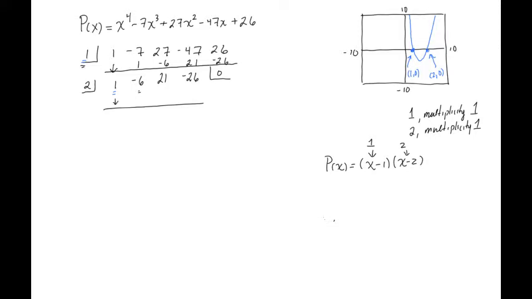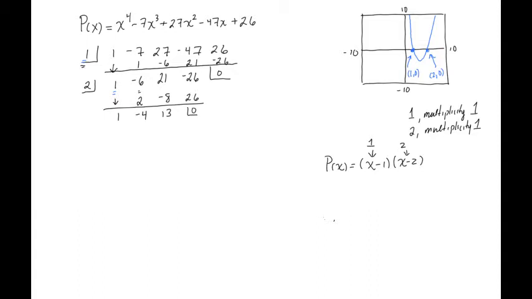Again, you bring down the first number. I multiply the 2 by the 1, which is 2, put it under the negative 6, and add. The 2 times the negative 4, which is negative 8, put it under the 21, add. And then the 2 times the 13, put it under the negative 26, and add.